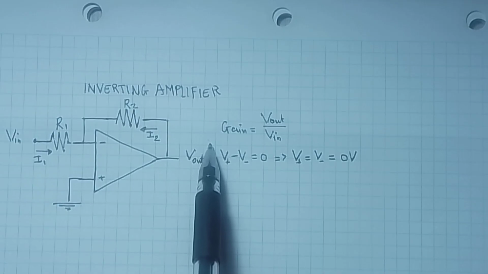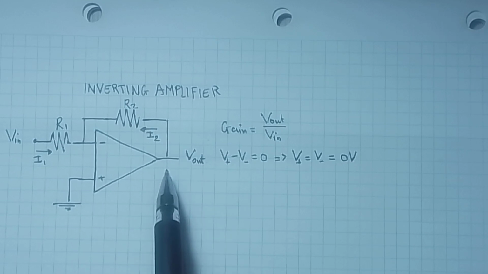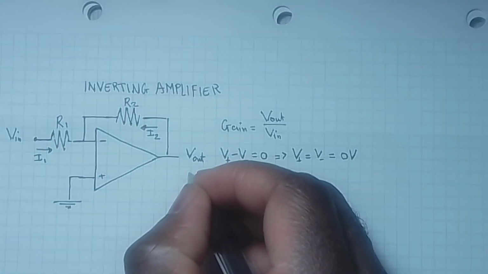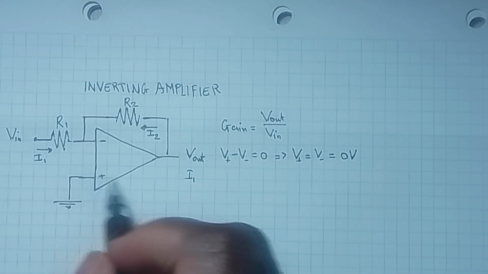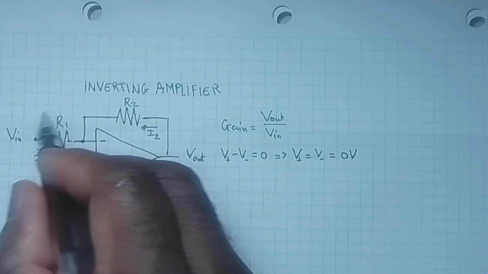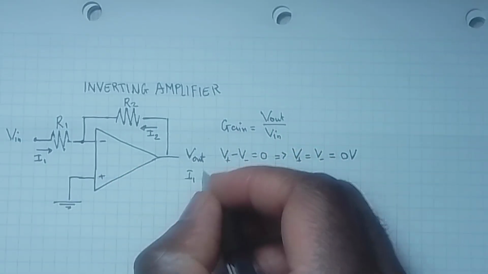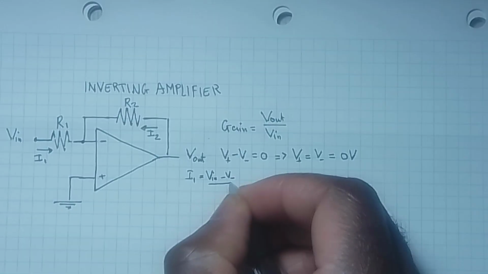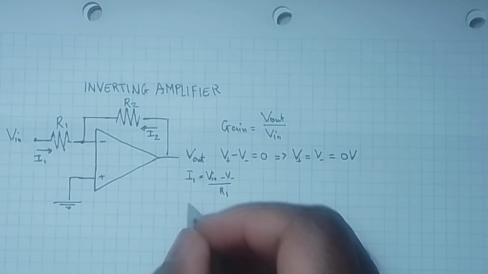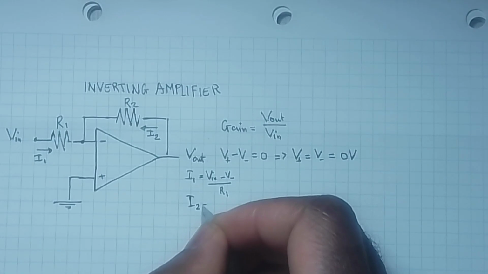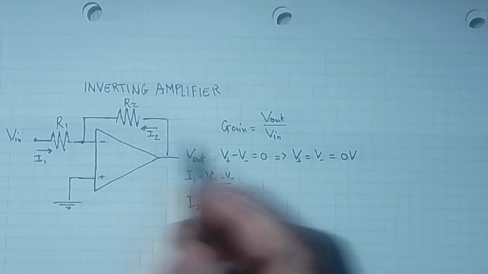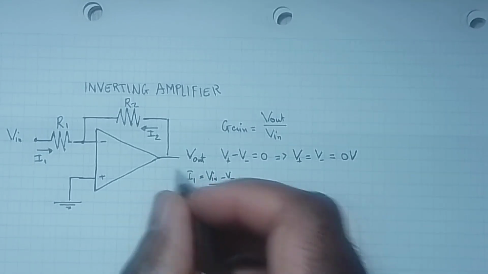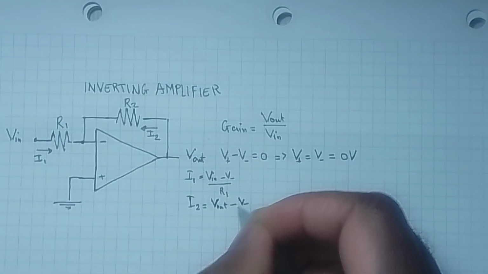Therefore, using Ohm's law, we find I1 and I2 to be as so. I1 will be equal to the potential difference across resistor 1 over R1. So it will be V in minus V minus over R1, and I2 will also be equal to the potential difference across R2 over R2. So I2 will be equal to V out minus V minus over R2.